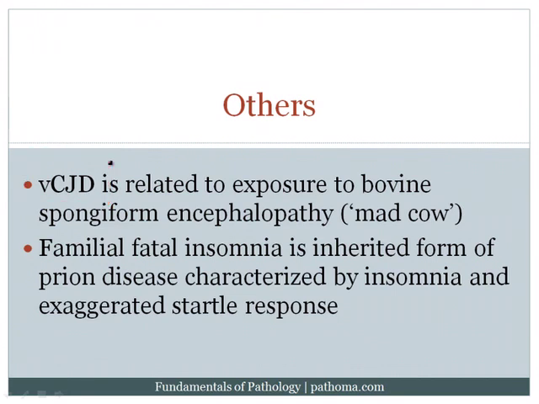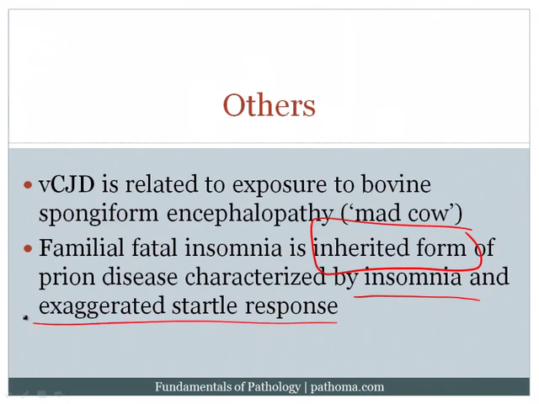And another spongiform encephalopathy to be aware of is called fatal familial insomnia. This is an inherited form of prion disease, which is characterized by insomnia and an exaggerated startle response. And so these are two other types of spongiform encephalopathy that are important to be aware of. And that concludes our discussion on degenerative disorders.